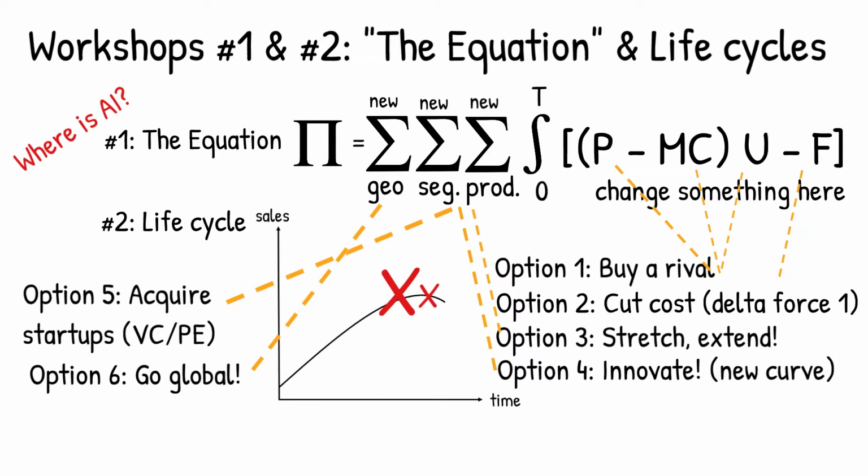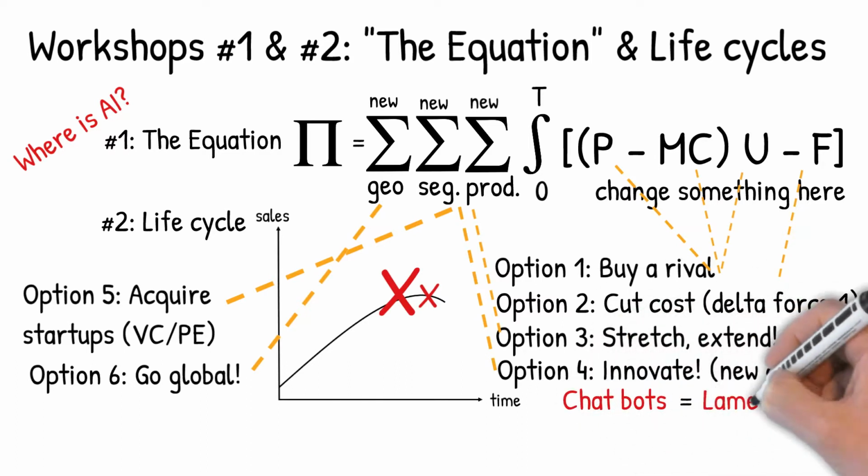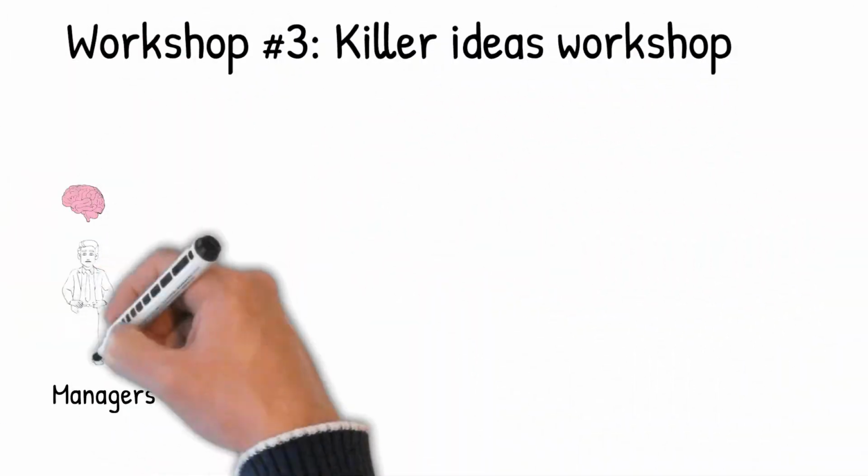The key here is to focus on whether artificial intelligence actually has a role to play. If it does not, then stop. If it does, then you can proceed with algorithms and methodologies we describe later. The third workshop I'd like to call a Killer Ideas Workshop.